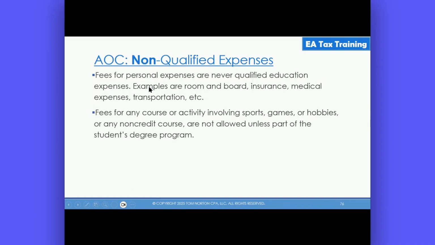Non-qualified expenses. Fees for personal expenses are never going to be qualified. That includes room and board. It includes insurance, medical expenses, and transportation. You have to live somewhere and you have to eat, and you need medical insurance whether you are a full-time student or not. So those things, even room and board, do not count as qualified education expenses.